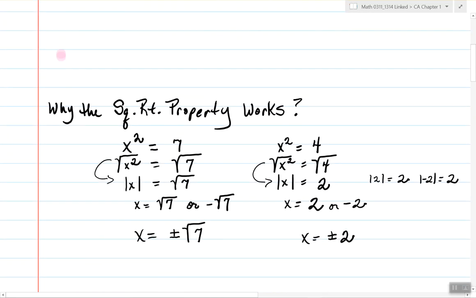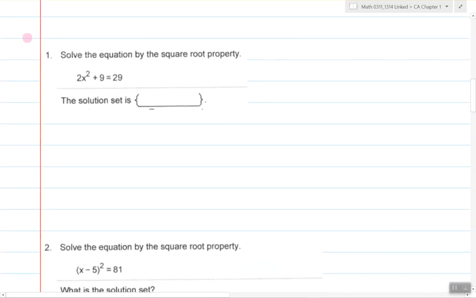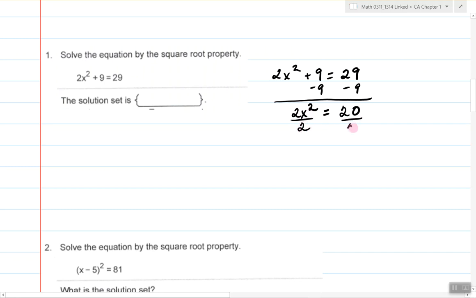All right, so our first problem to solve is not in the right format, but we can get it in the right format. We have 2x squared plus 9 is equal to 29. I need the x squared term isolated by itself. So I'm going to subtract 9 from both sides. That gives me 2x squared is equal to 20. It's not isolated yet. I'm going to divide by 2, and I get x squared is 10. Now it's ready for the square root property. The square root of x squared is x. We will take both the positive and the negative square roots of 10.